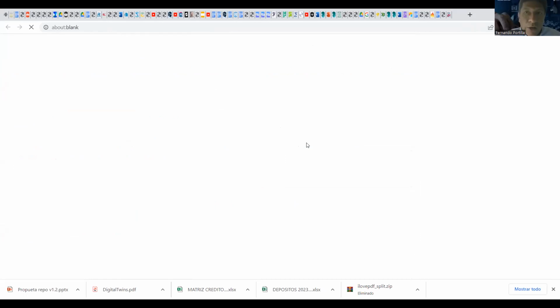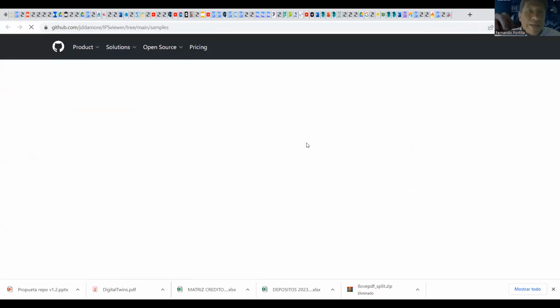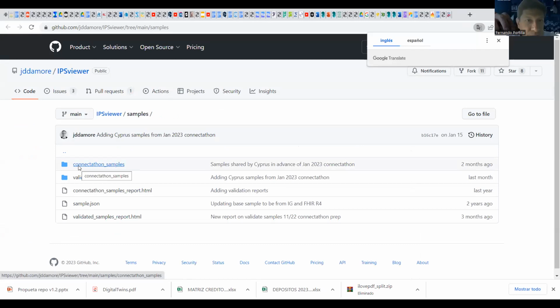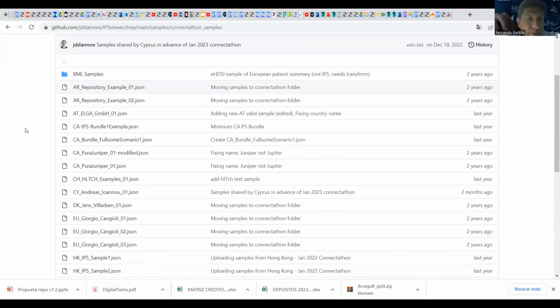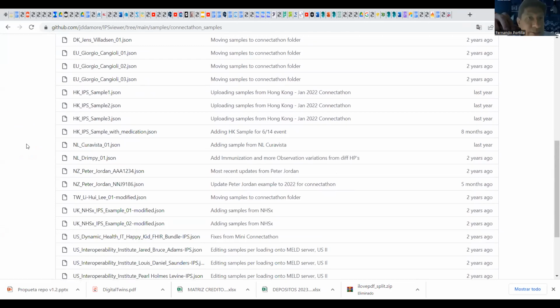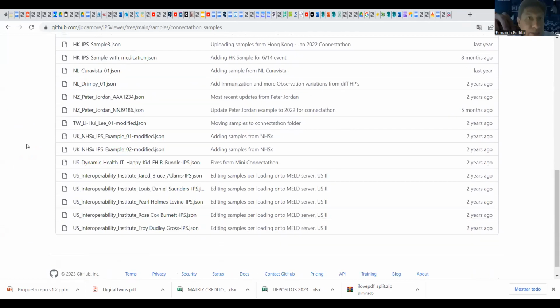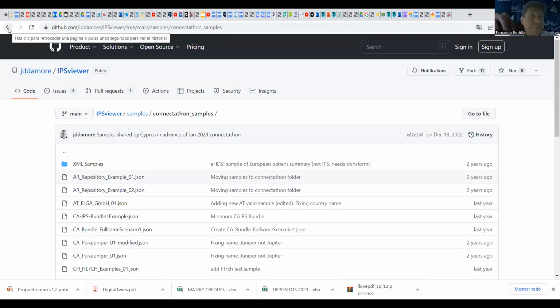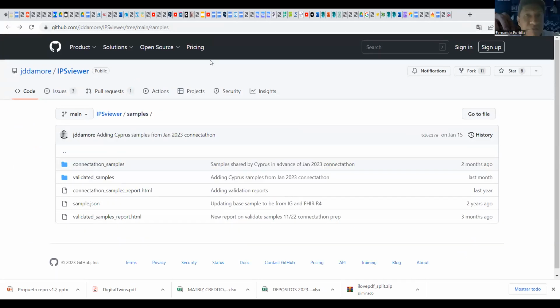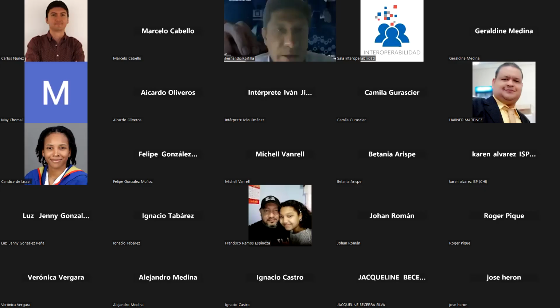We also have here the example of, this is our repository. There was a connectathon at the beginning of the year, and we have here some connectathon samples. So there's a whole amount of IPSs from different countries, from Argentina, Australia, Canada, the US, the UK. And this means that if you're interested, you can start looking at these type of data and taking a look at how they were implemented in the different countries.